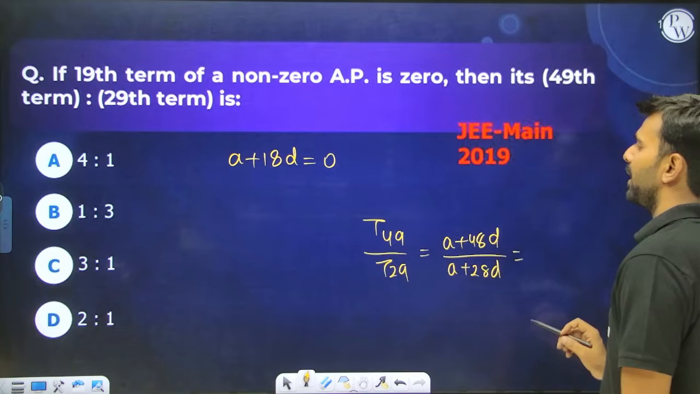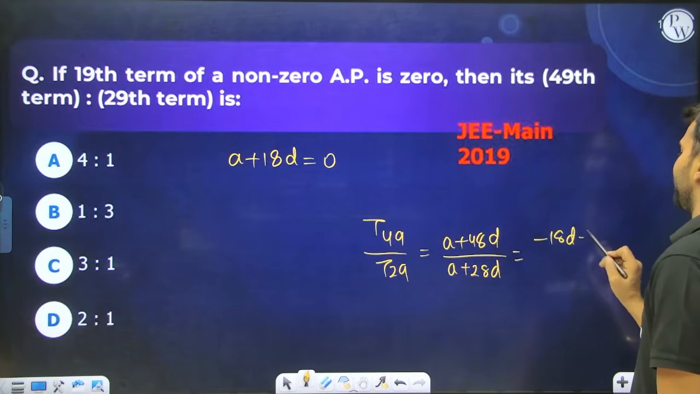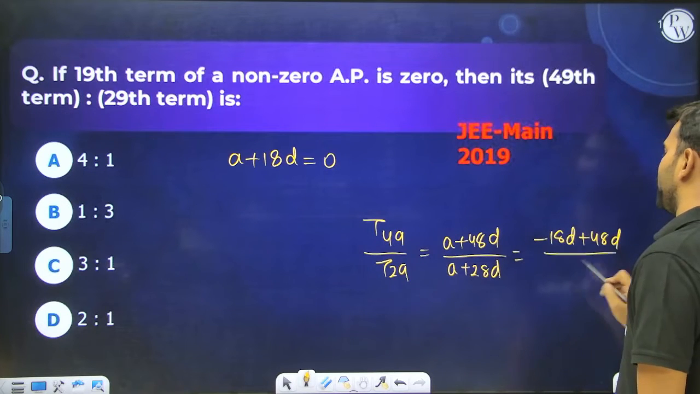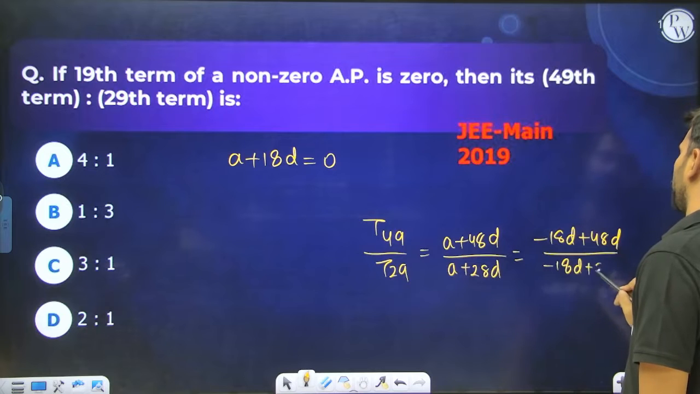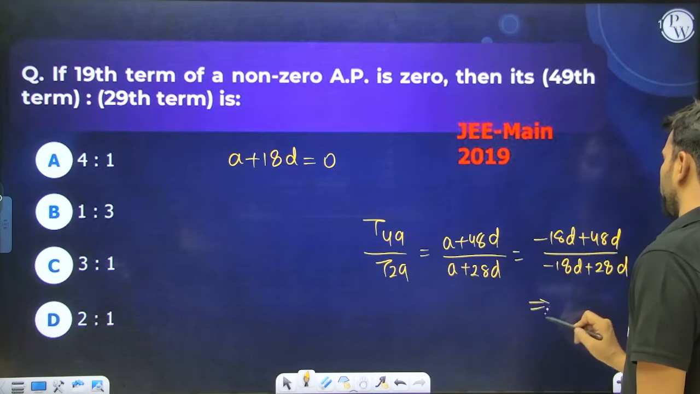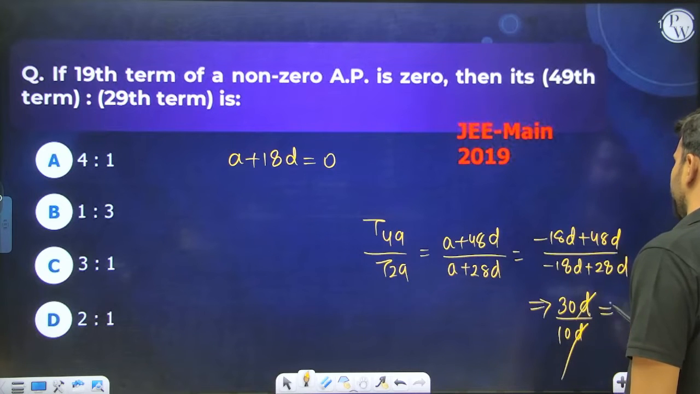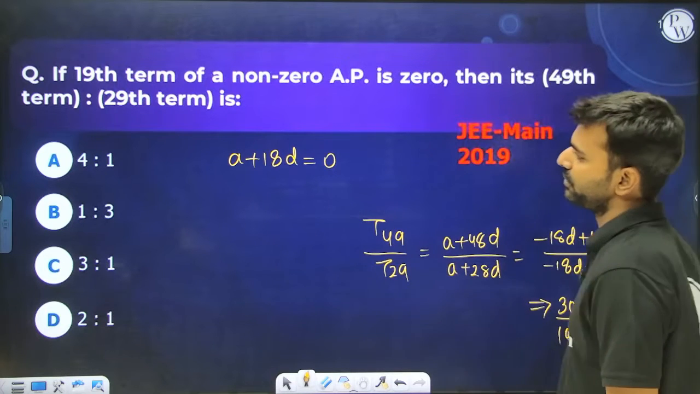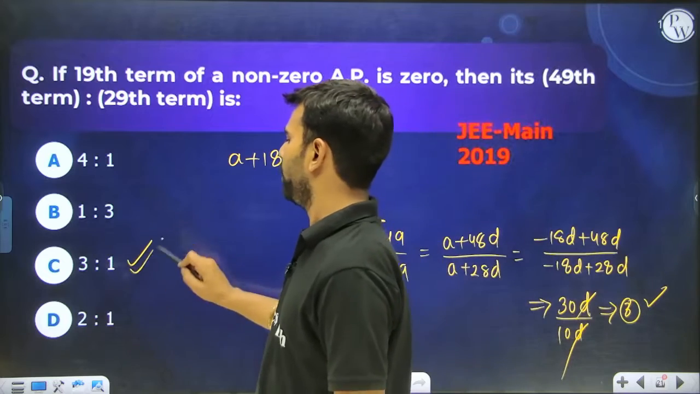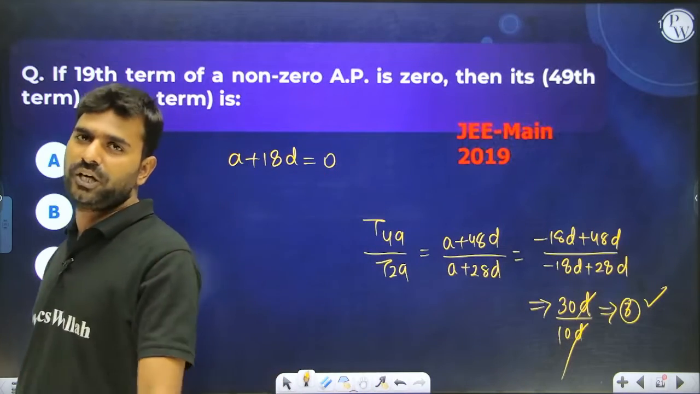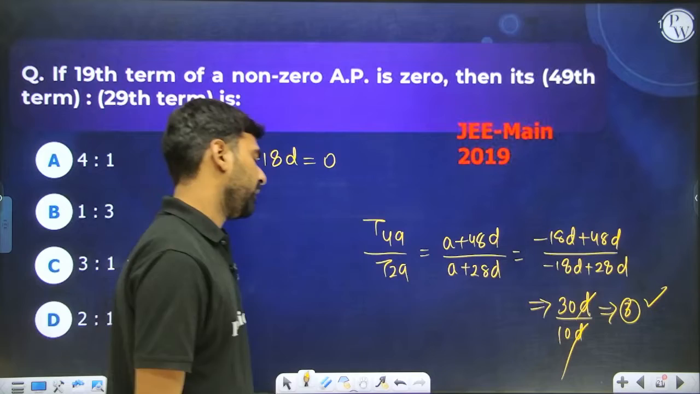So A's value can be written as minus 18D. So minus 18D plus 48D divided by minus 18D plus 28D is what we're going to have. So over here it is going to be 30D divided by 10D. So D cancelled away, so it is going to be 3 only. Yes, the correct answer is going to be 3/1. Now this was a problem asked in JEE Main 2019. Right.